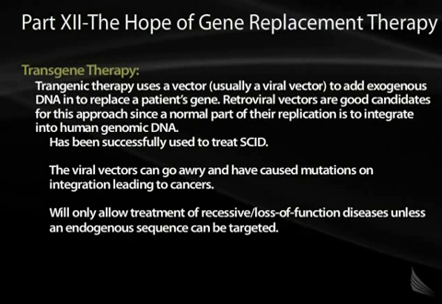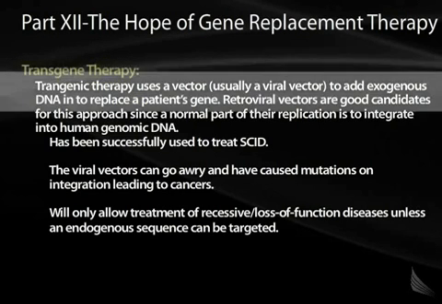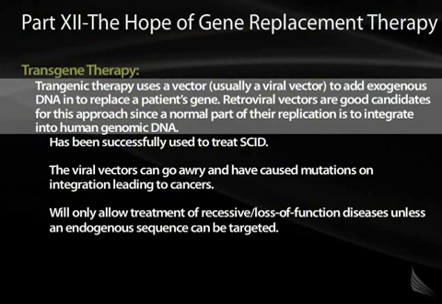So, a couple of therapies that are in the works for genetics. This is kind of an up-and-coming field, a new field, now that we have all of the molecular techniques that we do. One of these therapies that is being investigated right now is the transgene therapy. So transgenic therapy uses a vector, usually a virus, to add exogenous DNA in to replace a patient's gene.